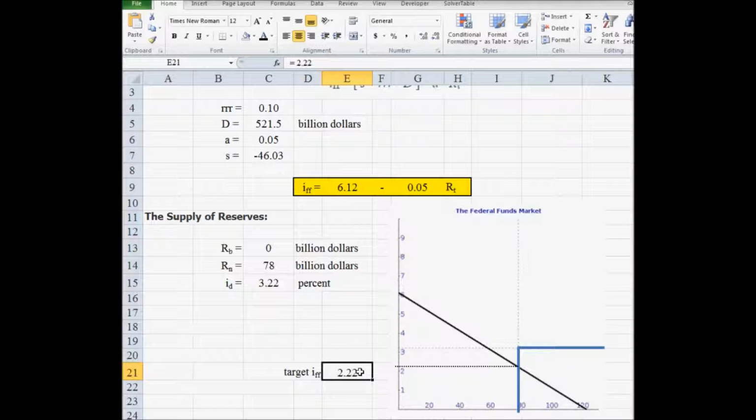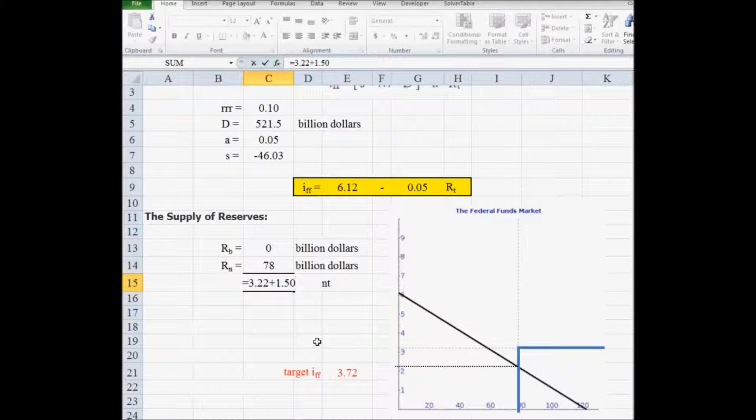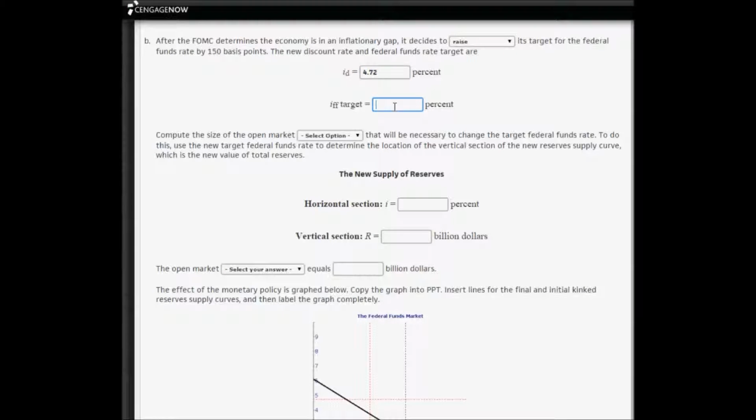So with the current target set at 2.22%, if the Fed decides to raise the target by 150 basis points, or 1.5 percentage points, the new target is 3.72, and I'll make that red. If it raises the target federal funds rate by 1.5 percentage points, it's going to raise the discount rate by 1.5 percentage points, or 150 basis points. So the new discount rate is 4.72. And I'll make that red to indicate that it's the new value. While the new target is 3.72.